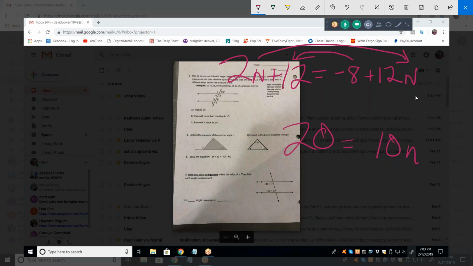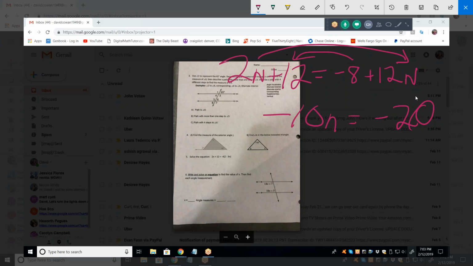22. Now, do you see why it was advantageous to put the n's on the right? If I'd gone the other way, I would have gotten minus 10n equals minus 20. So by going the other way, I avoided both negative signs. Everything was positive. And you're always better off if you can use positive signs instead of negatives.